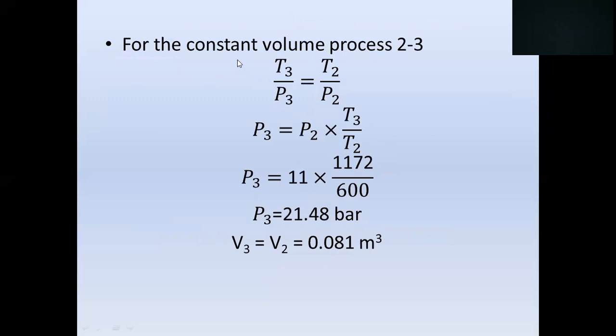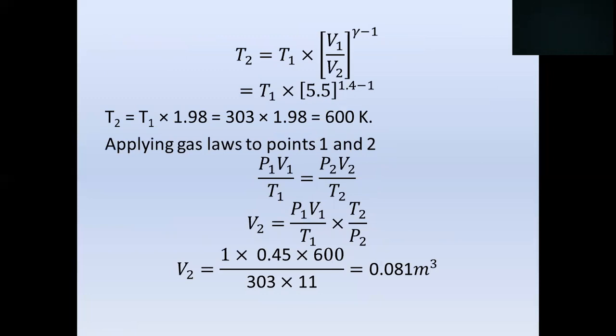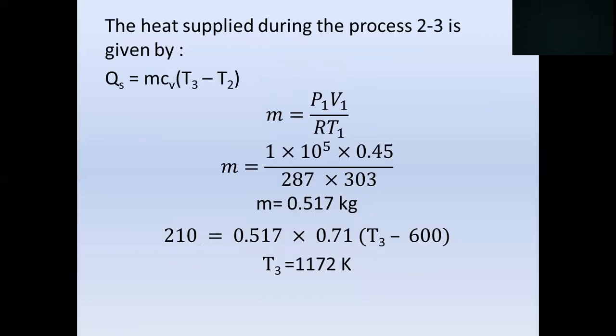Then there is a relation in constant volume process: T3 by P3 is equal to T2 by P2. So you need to find the value for P3. P3 is equal to P2 by T2 into T3. The value for P2 is 11 bar, the value for T3 is 1172, and the value for T2 is 600. So we get the value P3 is equal to 21.48 bar. So already we found the value for V2 as 0.081 meter cube.